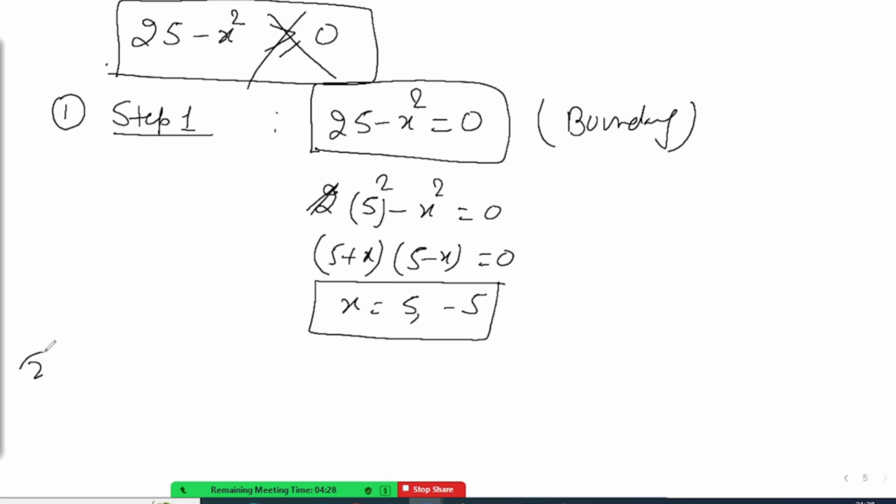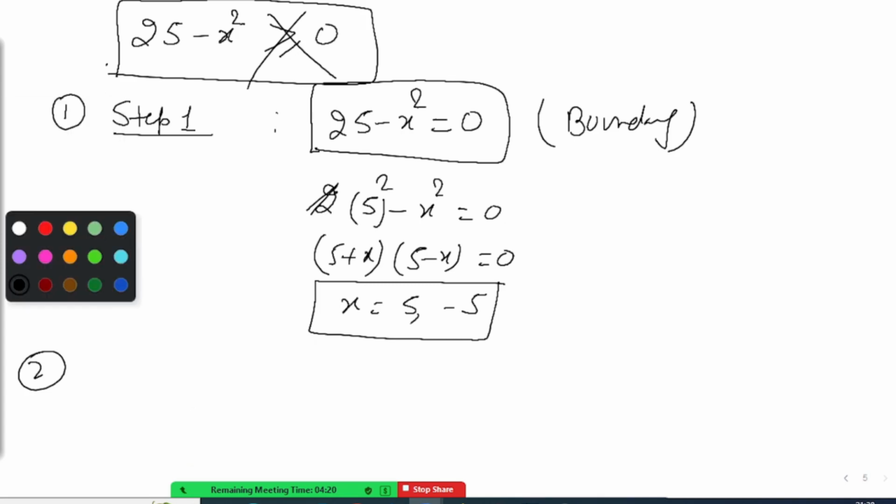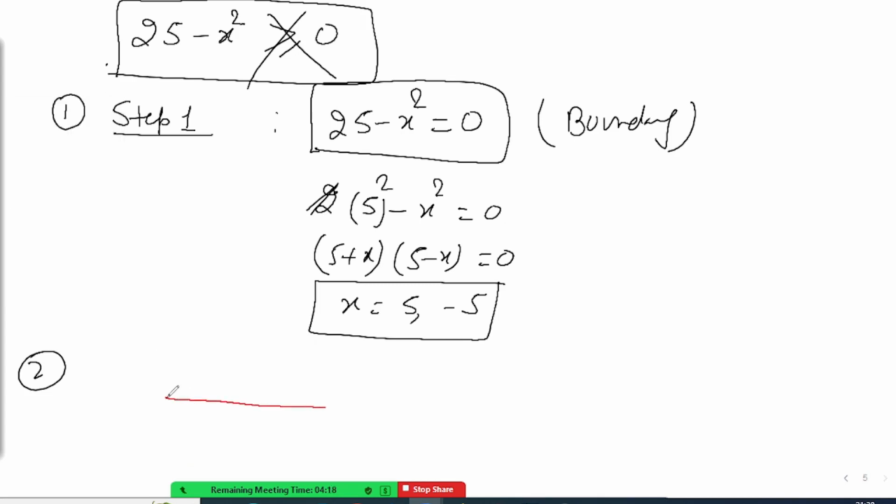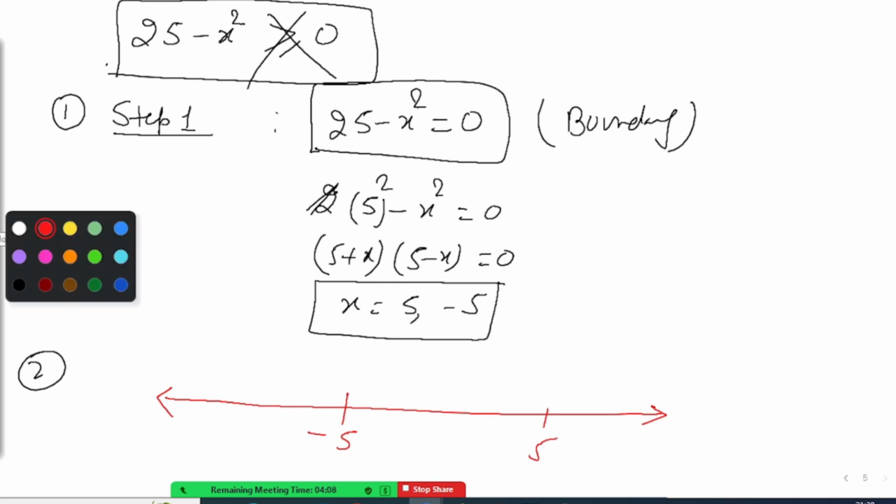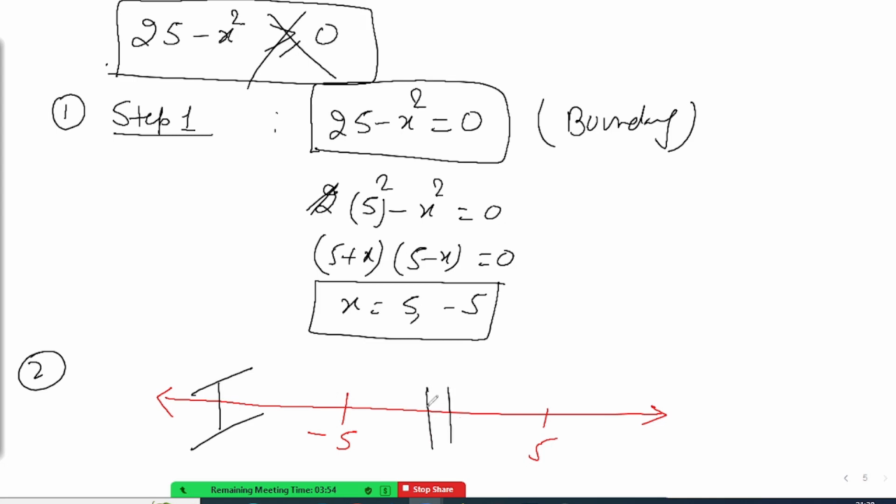So the second step we have to do is make a number line. Mark these roots. So it's minus 5 and it's 5. At these values, your expression is equal to 0, right? Now when you mark these two points on the number line, your whole number line gets divided into 3 parts. This is the first part, this is the second part, and this will be the third part.